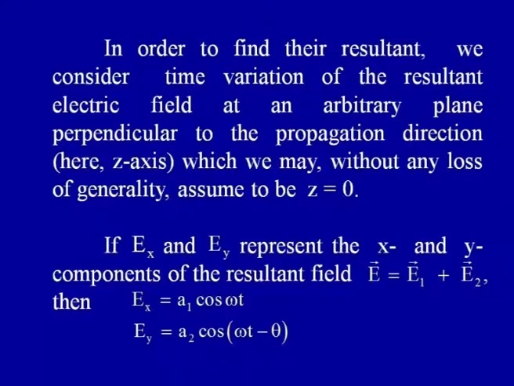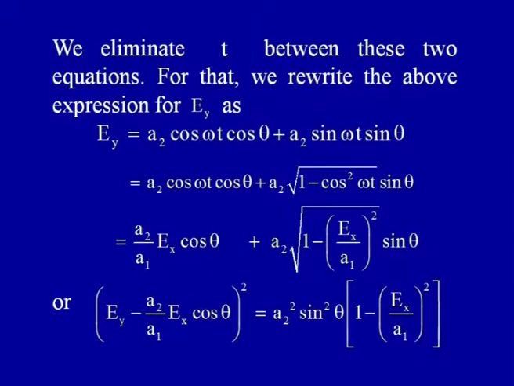This arbitrary plane, without any loss of generality, we can assume it to be z equal to 0, just for simplicity. If Ex and Ey represent the x and y components of the resultant field E1 plus E2, then Ex will be equal to A1 cos omega t and Ey is equal to A2 cos of omega t minus theta. Now, we eliminate t between these two equations, and for that we rewrite the above expression for Ey as Ey is equal to A2 cos omega t cos theta plus A2 sin omega t sin theta.